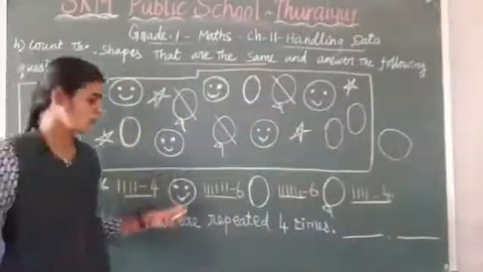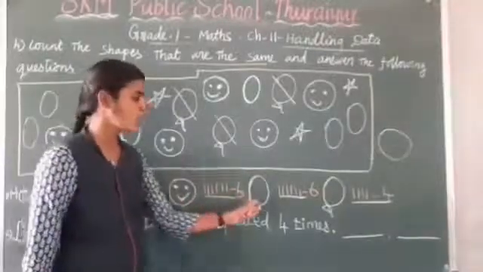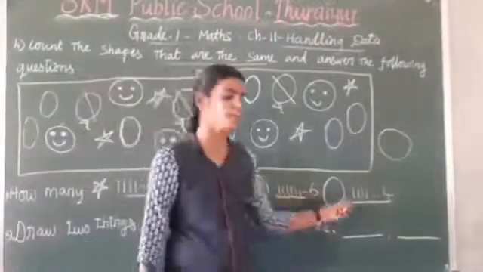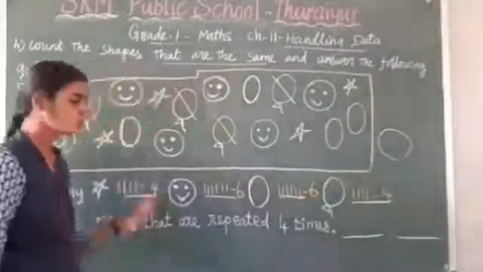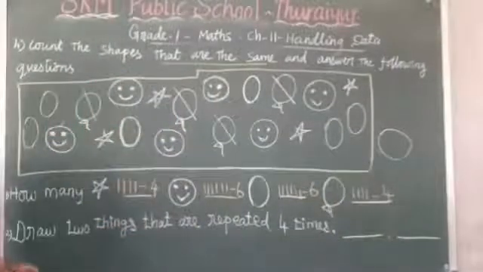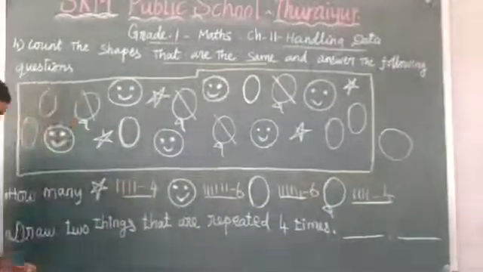4 stars. How many smileys? 6 smileys. How many ovals? 6 ovals. How many balloons? 4 balloons. Using this we have to find the answer for the questions below.